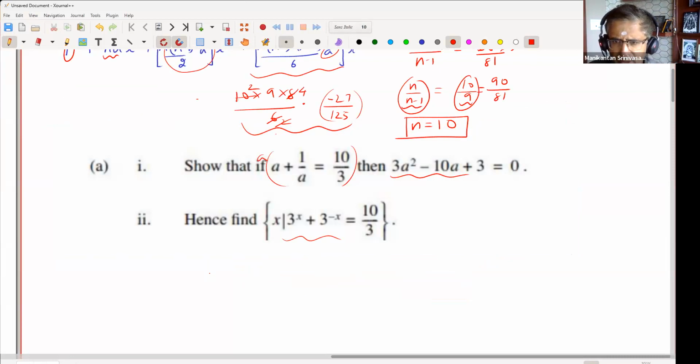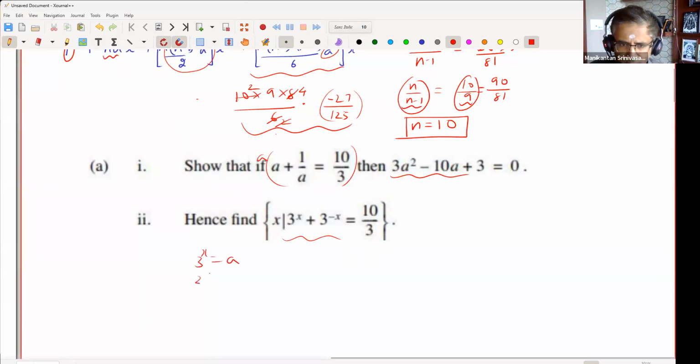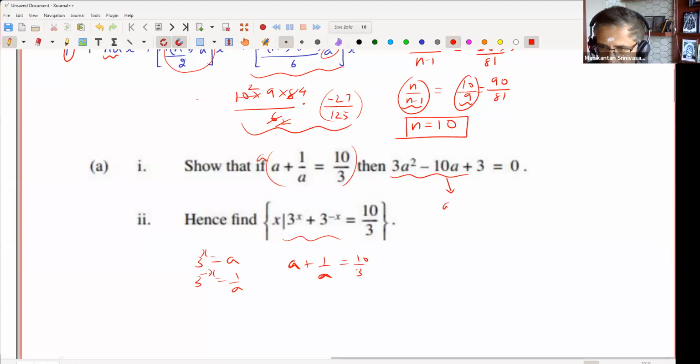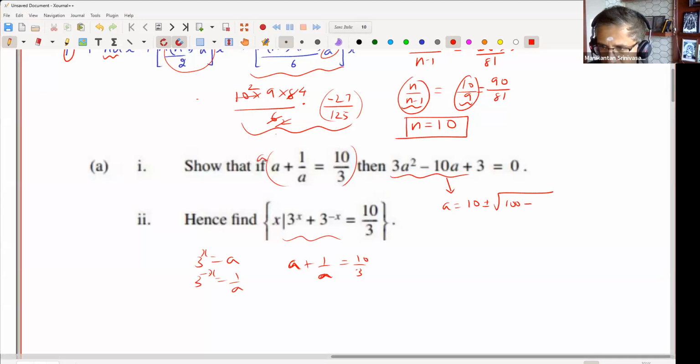Hence find. So I can keep 3 power x equal to a. Therefore, 3 power minus x is 1 by a. Hence the first hint: a plus 1 by a equal to 10 by 3. So we can solve for a from this, right? So a is minus b plus or minus square root of b square minus 4ac. So 4 into 9, just 36. So I did the subtraction, whole by 2a.